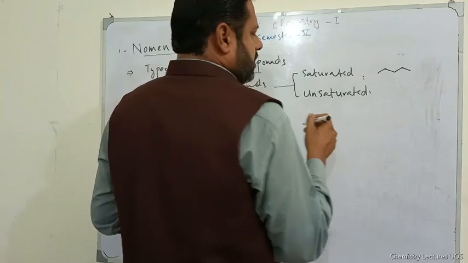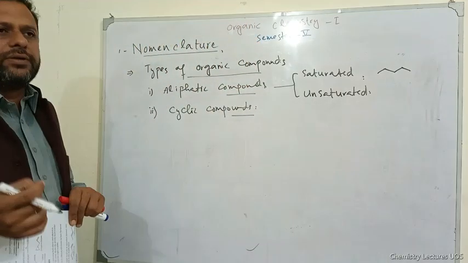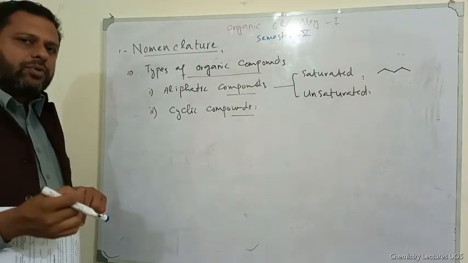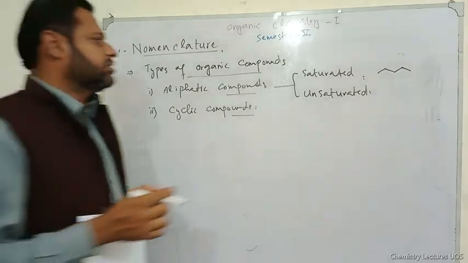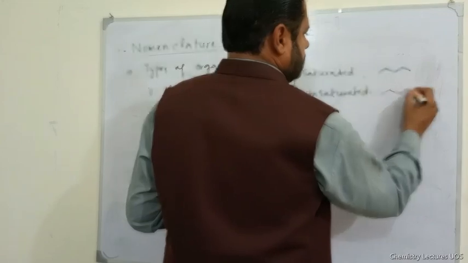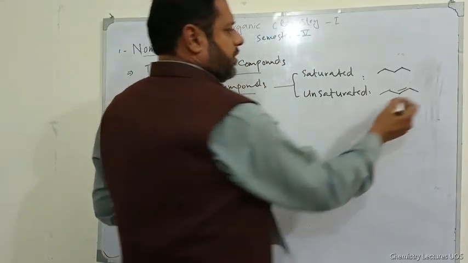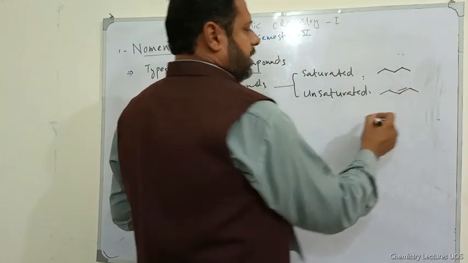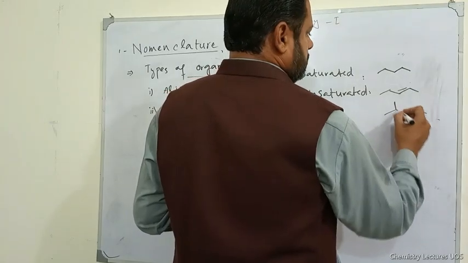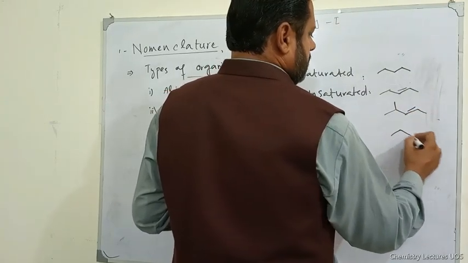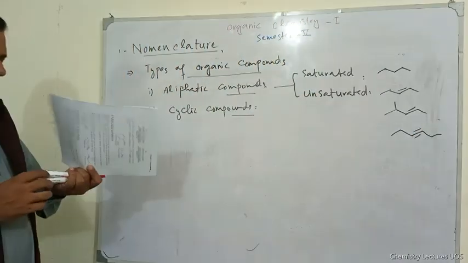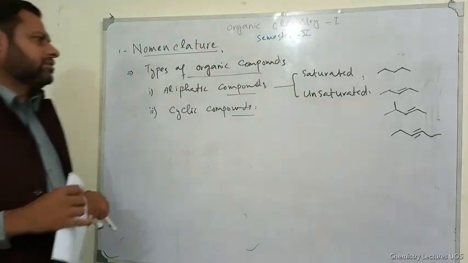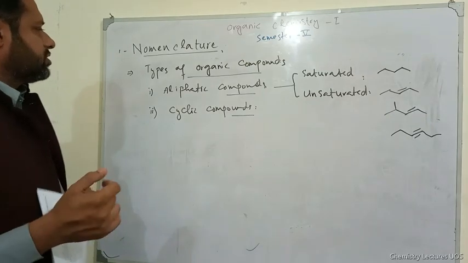And all those organic compounds in which we have at least one double bond or triple bond, or more than one triple bond or double bond, are called unsaturated organic compounds. Like this one, 1, 2, 3, 4, 5, this is called pentene. This is the branch chain with one double bond. This is the compound with one triple bond, and so on. I think you have read this earlier in classes, so it's very easy to understand.